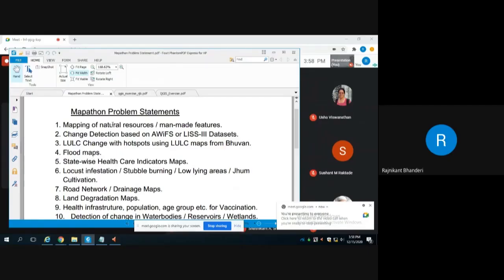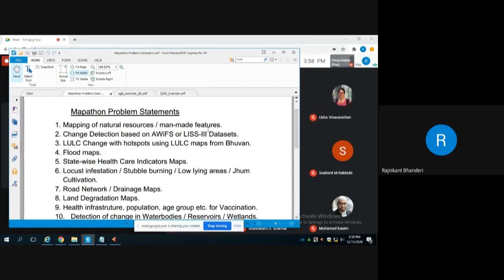So there are 10 problems. I will go one by one, and explain what exactly we have to do for each problem, what the requirement will be, and what we expect from the students or participants. Okay, let us take the first one: mapping of natural resources or man-made features.